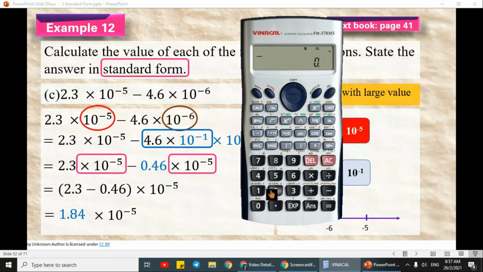Okay, here is 2.3 multiplied exponent negative 5, minus 4.6 exponent negative 6. So here we get, our answer is correct: 1.84 multiplied by 10 to the power of negative 5.